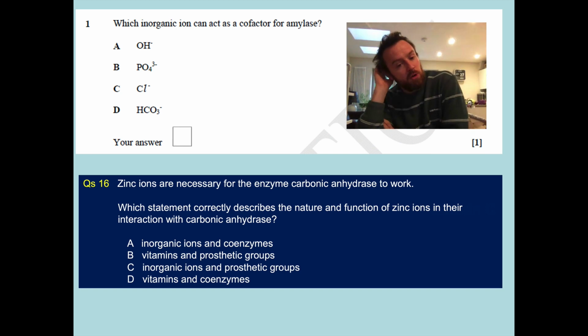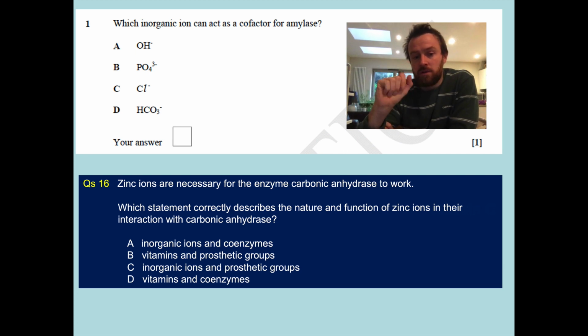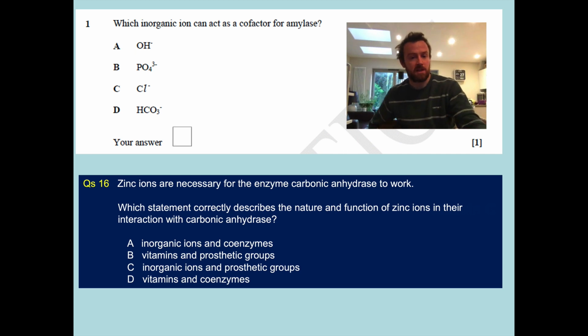So here's 2 multiple choice questions that often come up in exams. I've seen this first question several times in a few different papers actually. So pause the video, do these multiple choice questions, and see how you do.